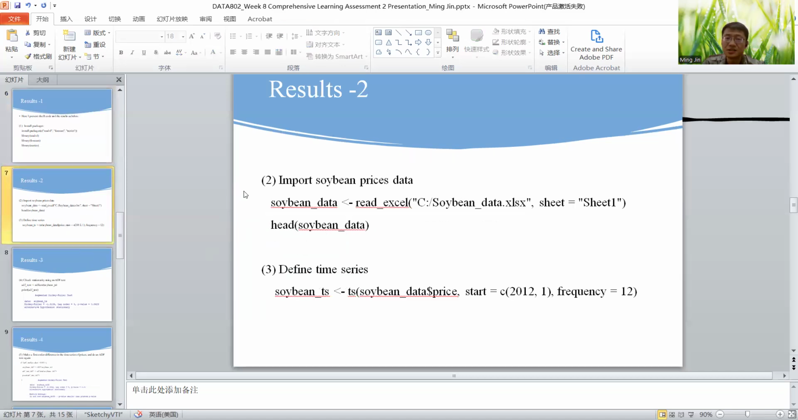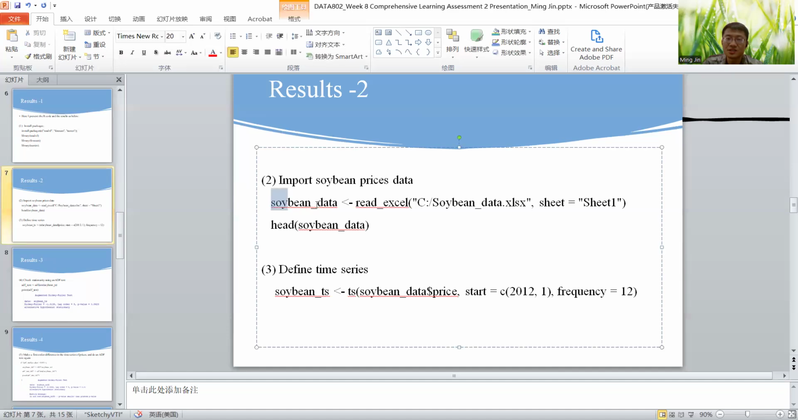Next step is to import the soybean prices data that we need to use into R. I use this command to import the data, and then we can use the head command to check the first few rows of the data set, so that we can have a rough idea of what the data set looks like.